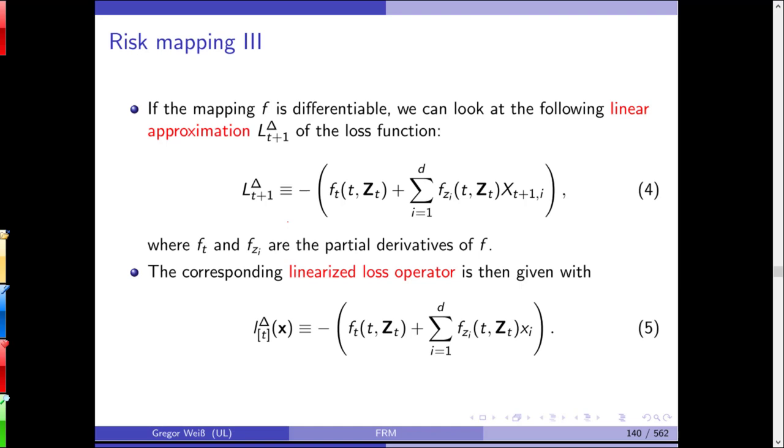Everyone's smiling, but hoping not to be asked to recite Taylor's theorem.